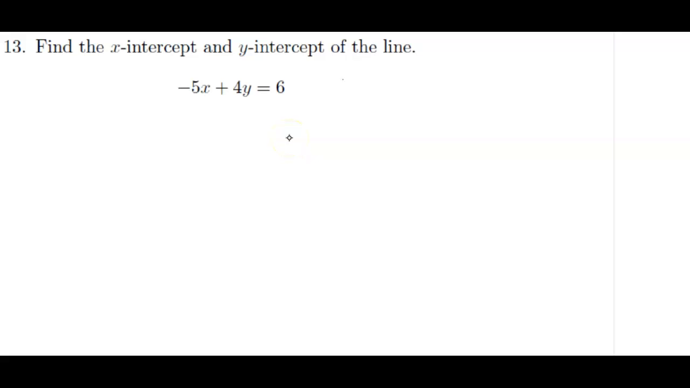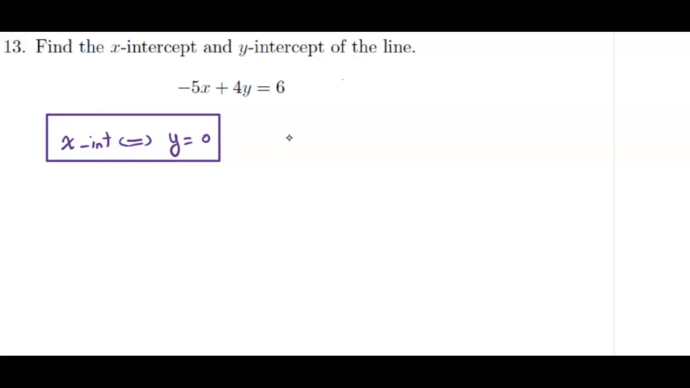Alright, so question number 13, we are looking for the x-intercepts and the y-intercept, right? And of course this is an equation of a line, in standard form. So now I'm going to start just with the definition of the x-intercept. The x-intercept is equivalent to y being equal to 0. So I'm going to start with this definition.